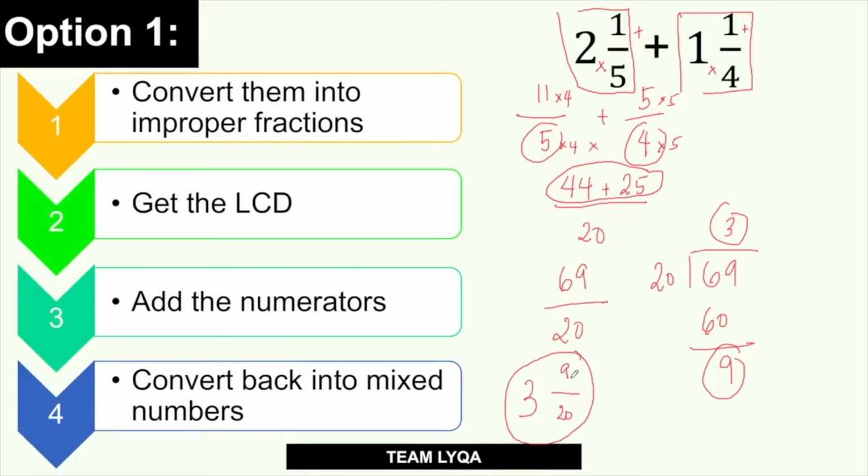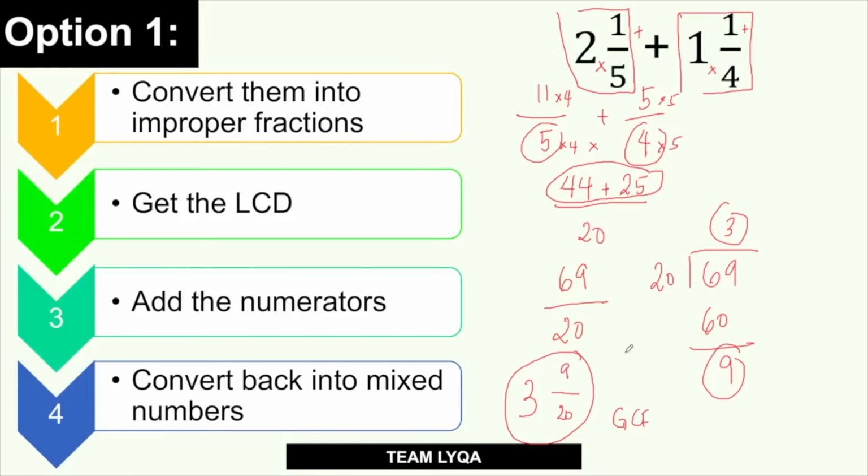Wala ka naman ng pwede i-lowest terms kasi ang 9 tsaka 20, wala naman siyang common na factor or greatest common factor. Kung na-confuse again kayo, nakalimutan ko nyo na kung ano yung GCF, may video na rin ako niyan, ililink ko na lang din sa taas. Okay? So, that is your answer. 3 and 9 over 20.